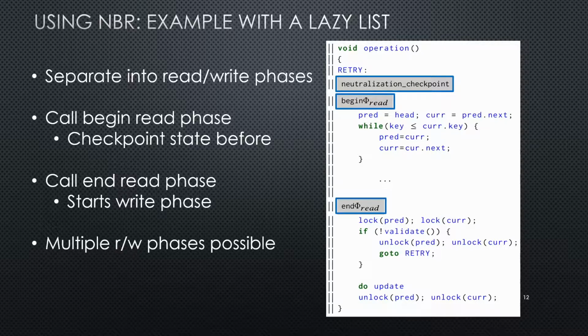Additionally, we also know that pred and current nodes are the only two nodes which would be required to carry out this update operation. So one can simply invoke the end read function, which internally reserves the pred and current nodes and also marks the beginning of the write phase. For more complex data structures which have multiple read and write phases, you can read our paper, where we discuss in detail the applicability of NBR.